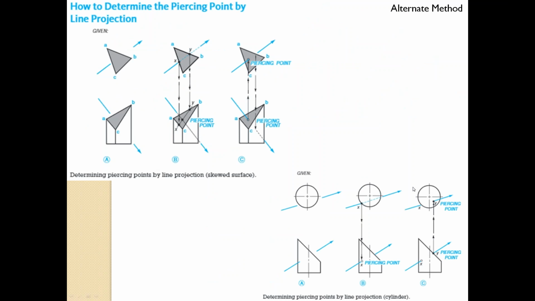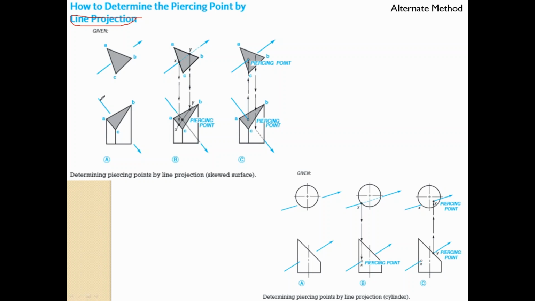Let's go to the same thing. Now that we know how to determine the piercing point by inspection, and we know how to determine the piercing point by construction, now let's determine the piercing point by line projection. To get it by line projection, same idea. From here, step 1, you're going through, but you're not sure where to go through and which one is going to be on top first. So now you're going to have to find out where the piercing point is.